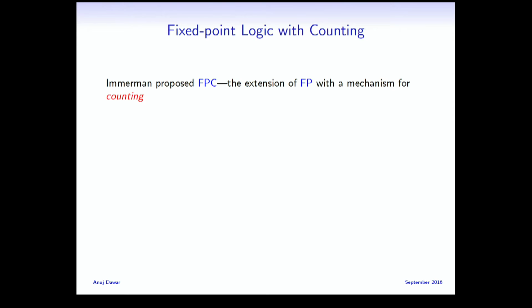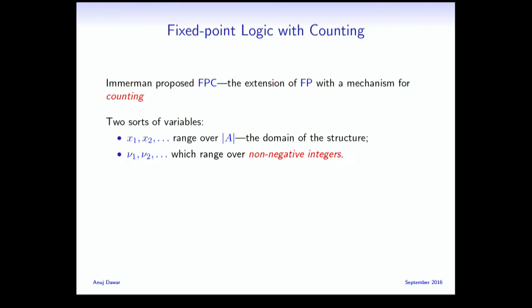So what is the extension? Let me define it quickly. So what I'm going to present is not necessarily Immerman's original definition. It's tweaked slightly. Over the years it's been made a little bit cleaner. We have two sorts of variables in our logic. One ranges over the domain of the structure as before, and another which ranges, say, over the non-negative integers.